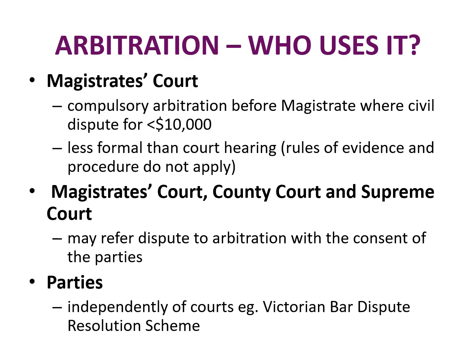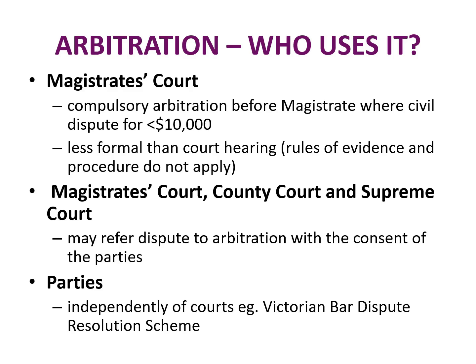The county court and the Supreme Court, as well as the magistrates' court for civil disputes in excess of $10,000, can use arbitration to resolve civil disputes in the sense that they can refer the dispute to arbitration. That is, they can direct that the dispute is to be resolved by arbitration. However, because the arbitrator's decision is binding on the parties, consent is required for this referral. If this weren't the case, then the parties would be deprived of their right to have their case determined by the court.